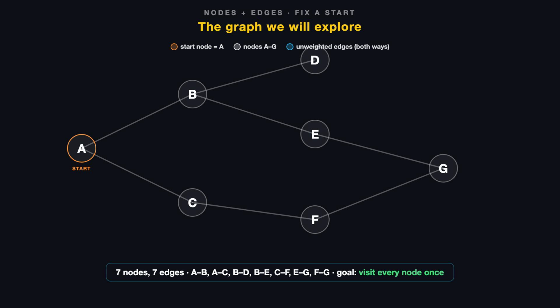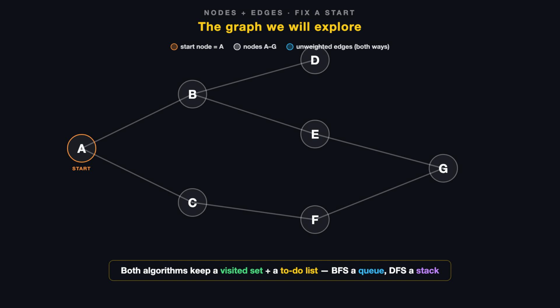We fix one starting node, A, and our goal is to visit every node reachable from it, each one exactly once. The only thing that changes between our two algorithms is the order we visit them. To pull that off, both algorithms keep two things. First, a set of nodes already visited, so we never repeat one. Second, a to-do list of nodes still waiting to be explored. That to-do list is the whole difference. Breadth first uses a queue. Depth first uses a stack.